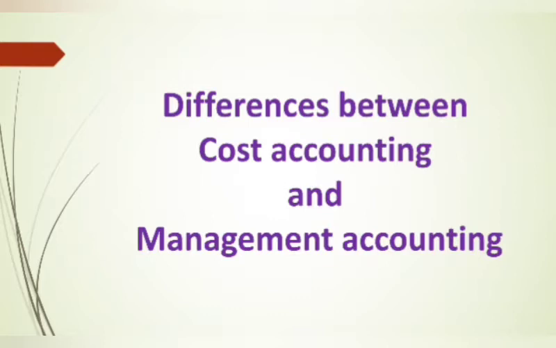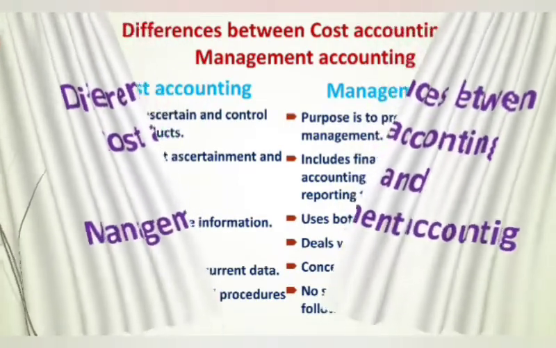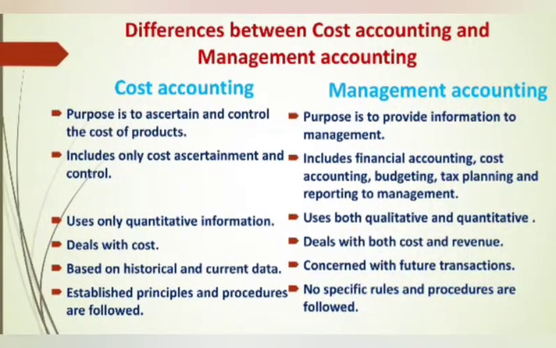Whereas what is management accounting? Management accounting is concerned with the supply of information which is very useful for the efficient running of the business. So next we can see the main differences between cost accounting and management accounting. The main purpose of cost accounting is to ascertain the cost of a product or service. But in management accounting, the purpose is to provide information to the management for planning, controlling and decision making.